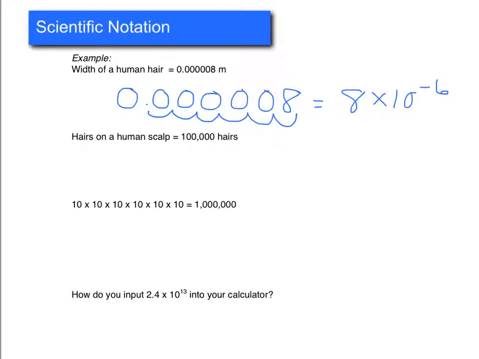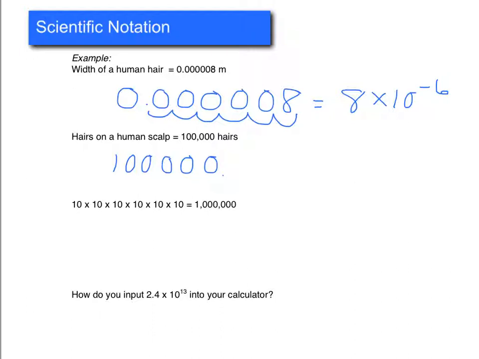So if we have a really small number, that exponent is going to be negative, as it is in this case. If we have a really big number, the exponent is going to be positive. I tend to not encourage students to remember the left or the right just because they seem to get those confused.